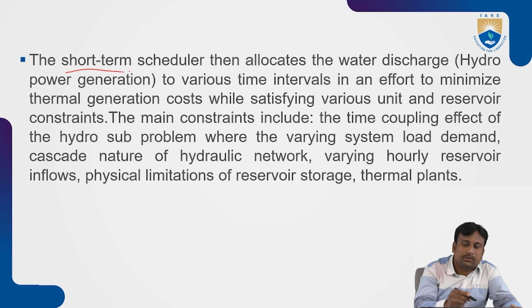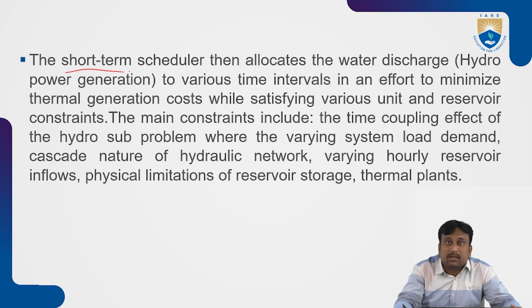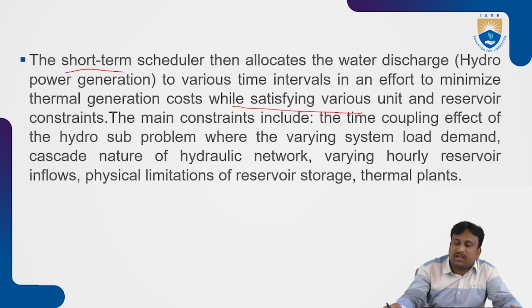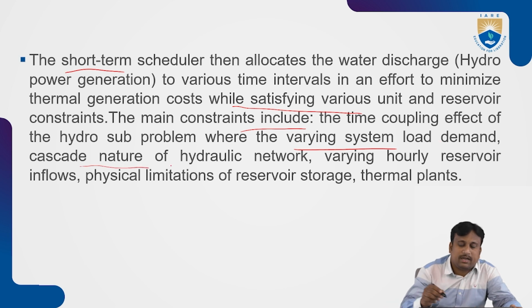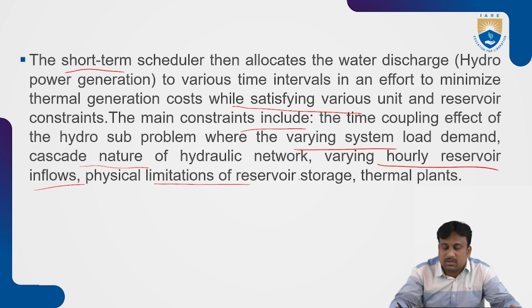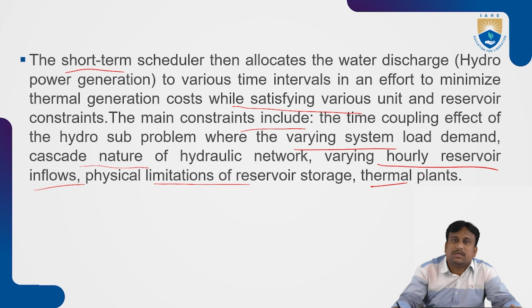Coming to the short-term scheduling process, it allocates the water discharge for the hydropower generation process and the costs while satisfying various unit and reservoir constraints. The main constraints include time coupling effects of the hydro subproblems, varying system load demand, the cascaded nature of the hydraulic network, varying hourly reservoir inflows, and physical limitations of the reservoir storage and thermal plants.